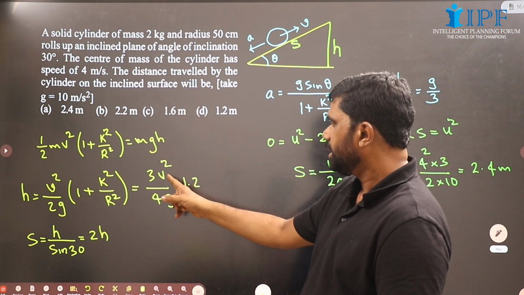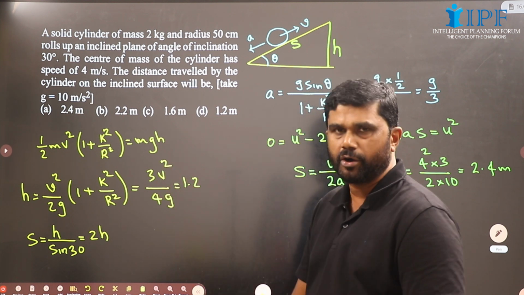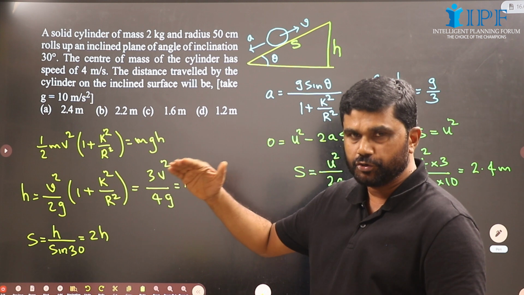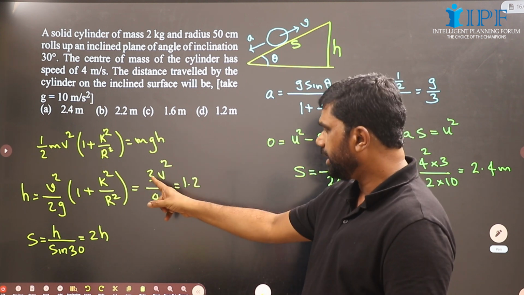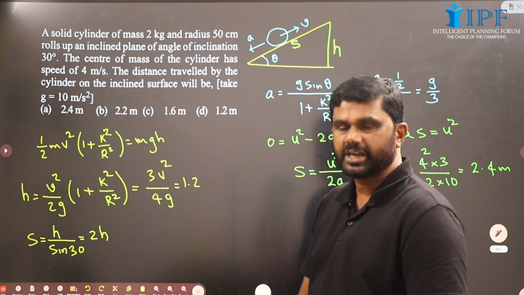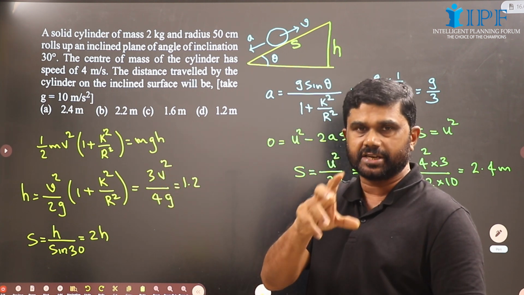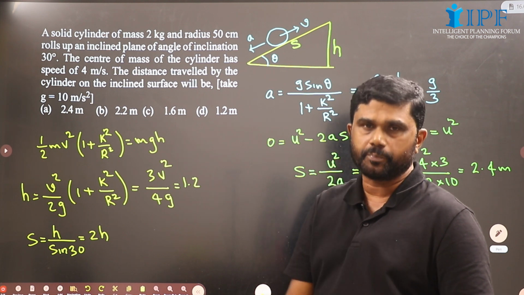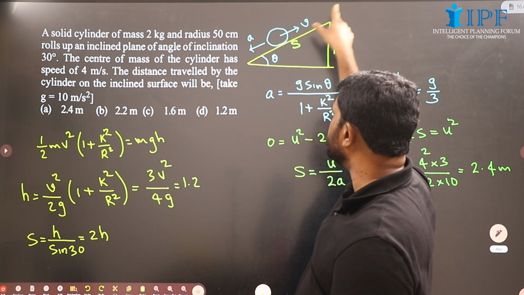Okay, so here we have 4 square in the numerator and 4 in the denominator. So 4 from the numerator and 4 from the denominator can be cancelled. So in the numerator what remains? 3 into 4, that is 12. And in the denominator what remains? g, that is 10. 12 by 10, that is equal to 1.2. That is the height. But we want to find the length of this incline.